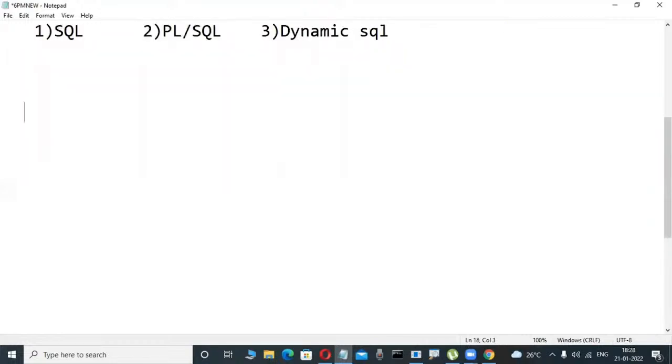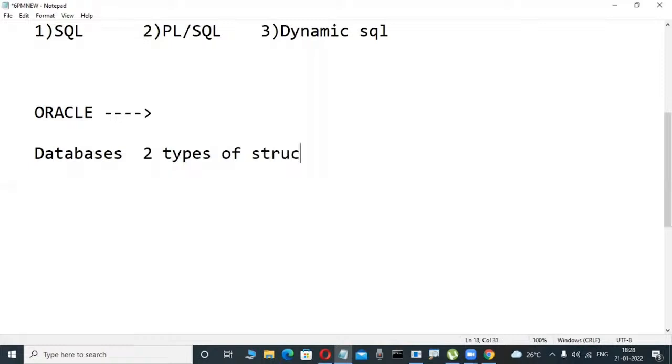Actually, these relational databases are there: Oracle, SQL Server, DB2. These are relational databases. But these databases have two types of structures. You must be familiar with this before we start our courses. Two types of structures are there. Don't write it, just observe it here.